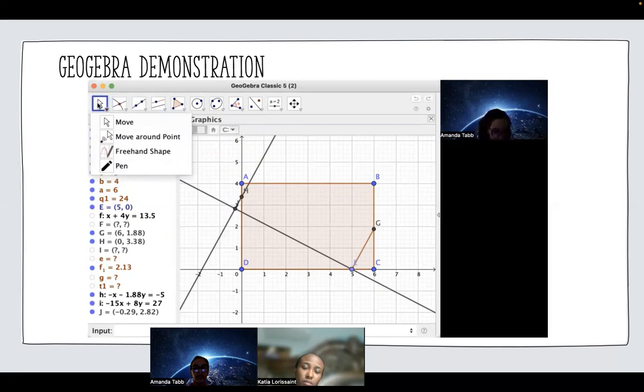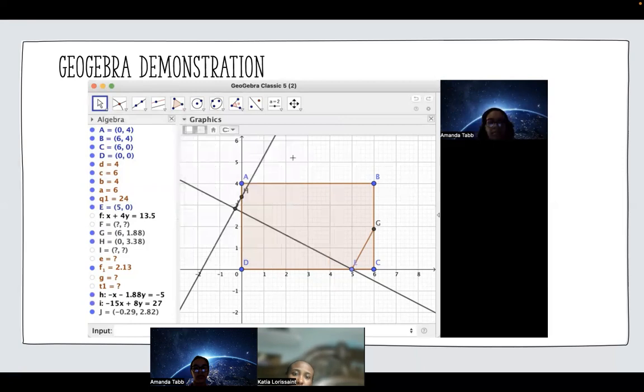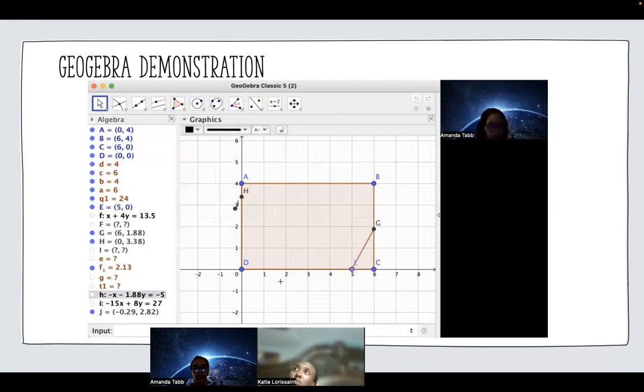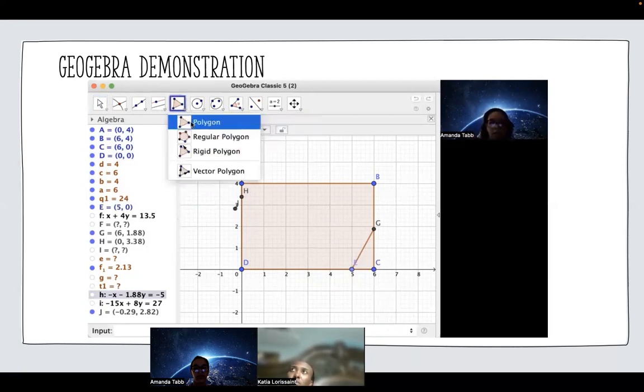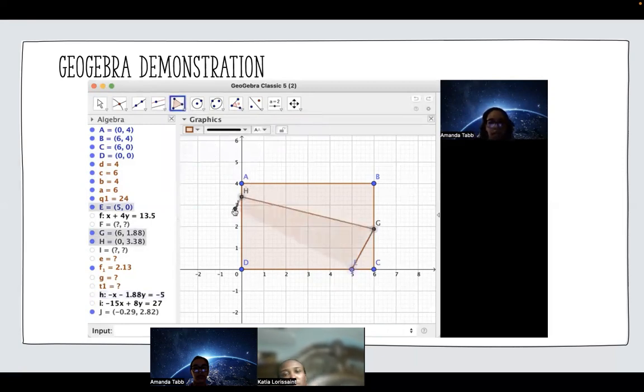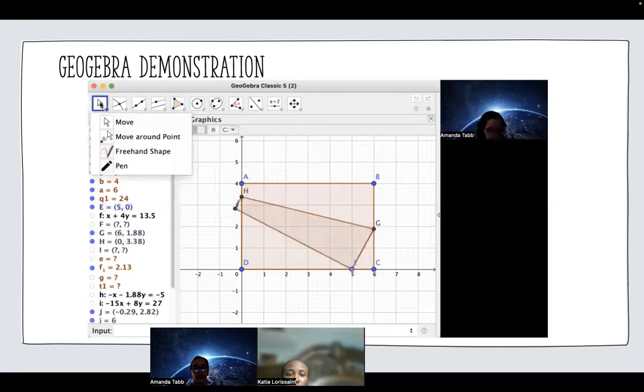Okay, now we have to hide the lines, I'm sorry. So we're going to hide these. Show object, show object. Now we're going to construct a polygon, EGHJ. So polygon, E, G, H, J, and then back to E again. So now we have this right here.